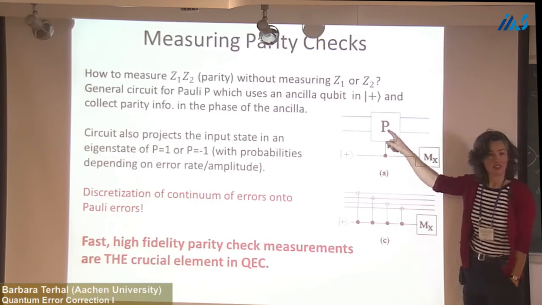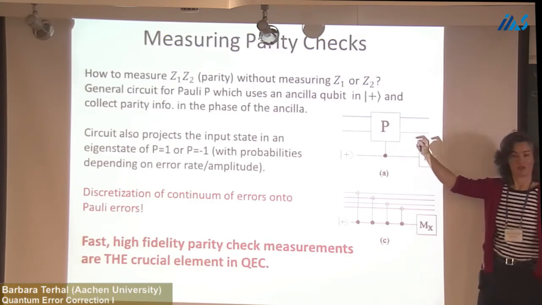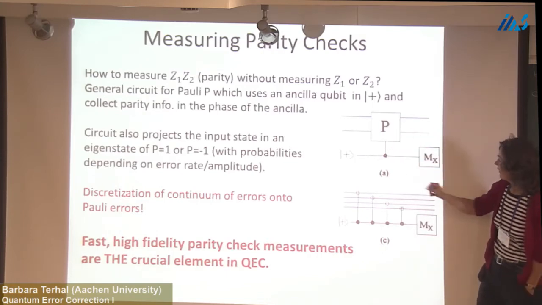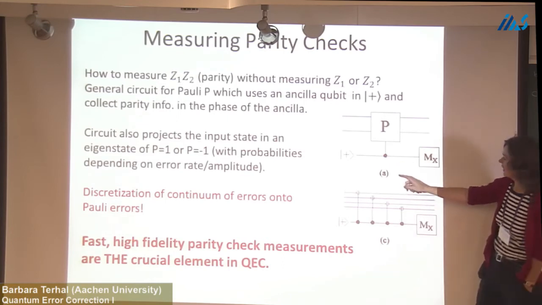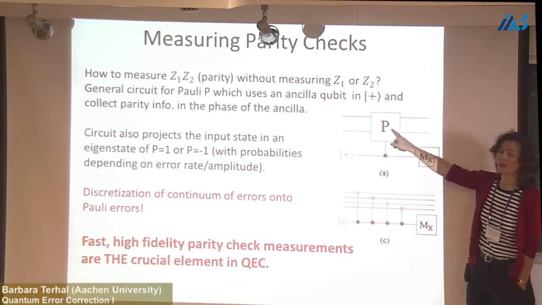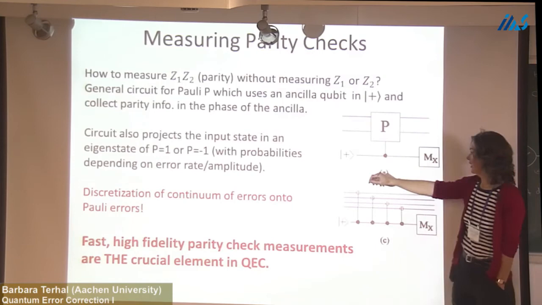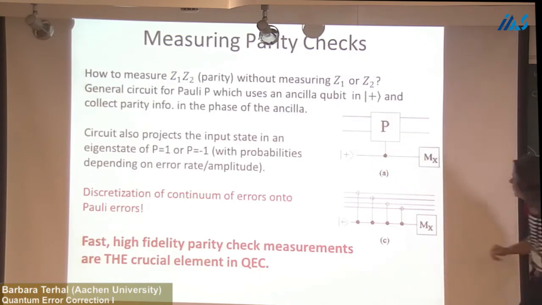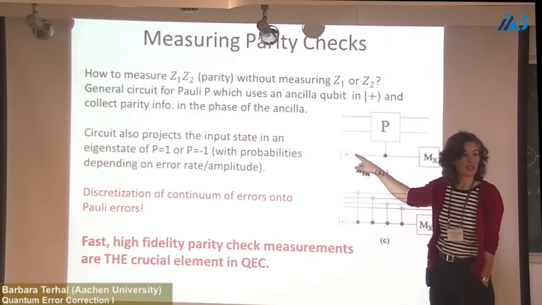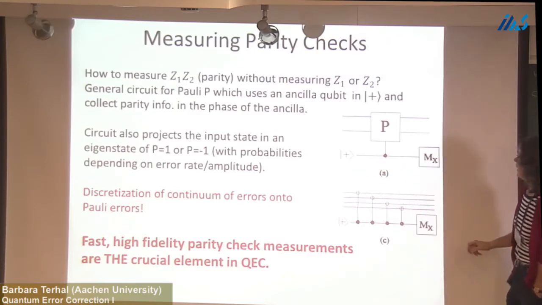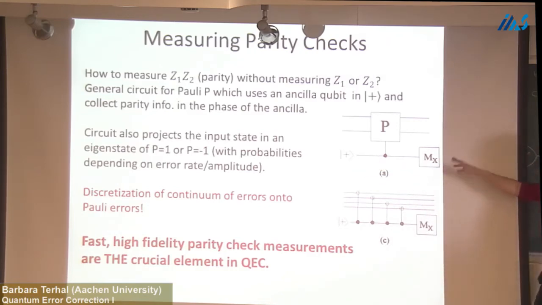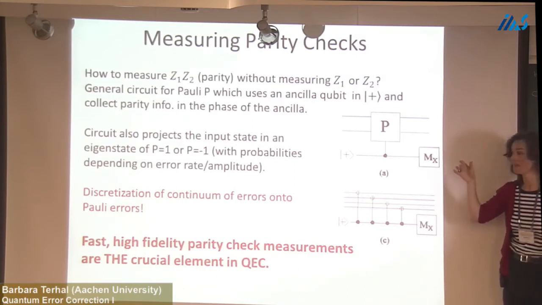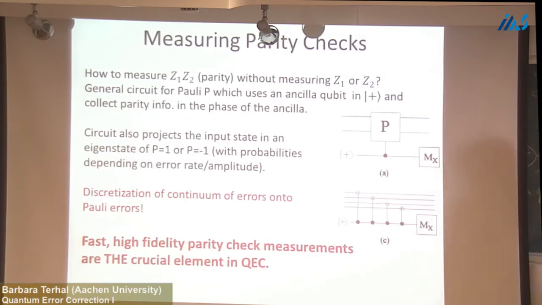And P here is some Pauli, some product of Paulis. And this is a controlled Pauli. What it means is that if this qubit is 1, I apply P on this input. If the qubit is 0, I don't apply P. And so we prepare this qubit into the plus state, 0 plus 1, and we measure it also in the plus/minus basis. And now you could verify for yourself. I think that's not so hard.